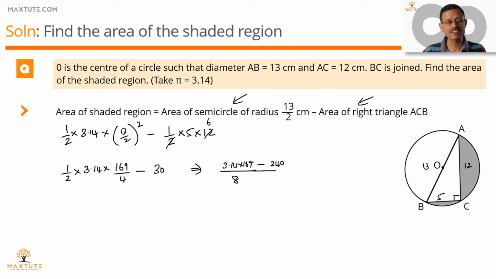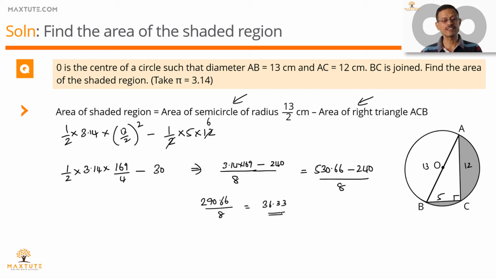This bit of the calculation is a wee bit time consuming, but we'll do it. 3.14 into 169 will translate to 530.66, minus 240, divided by 8. 530 minus 240 is equal to 290. So 290.66 divided by 8 will be equal to 36.33. So that's the area of the shaded region.